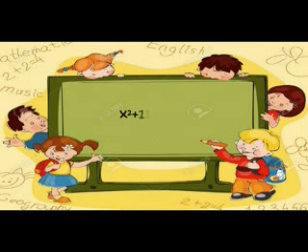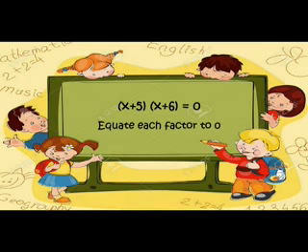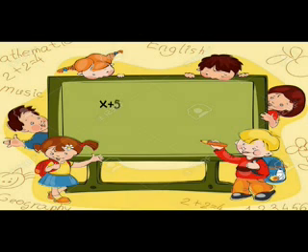Example number 3 is x squared plus 11x plus 30 is equal to 0. Factor the equation and you will get quantity x plus 5 times quantity x plus 6 is equal to 0. And then equate each factor to 0. We will have x plus 5 is equal to 0. Do the transposition and you will get x is equal to negative 5. And then x plus 6 is equal to 0. Do the transposition again and you will get x is equal to negative 6.